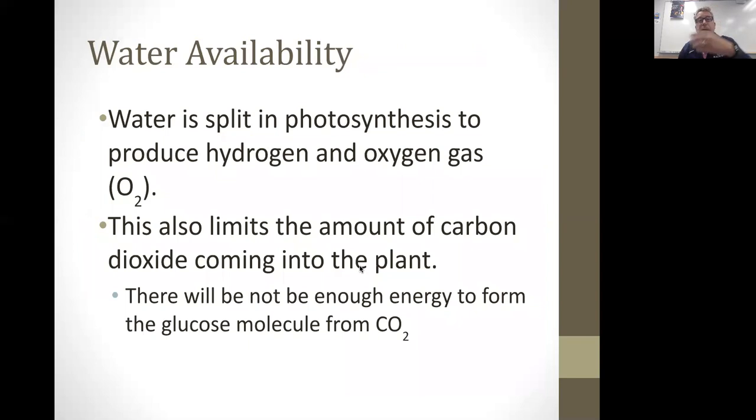Piggybacking on that, we have the amount of water availability, right? Water is actually the first molecule that is affected by photosynthesis. That excitement of the chlorophyll splits the water molecule into hydrogen and oxygen. So water is split in photosynthesis. This also limits the amount of carbon dioxide coming into the plant, because there will not be enough energy to form the glucose molecule from CO2.